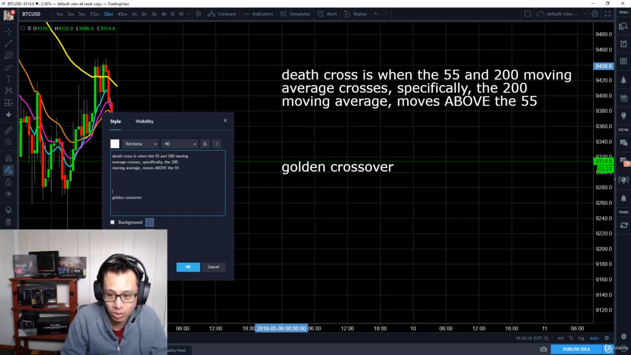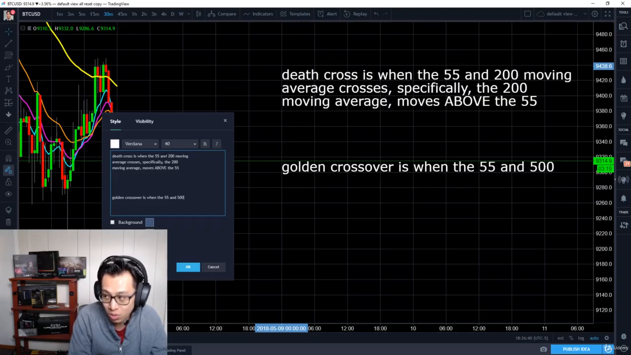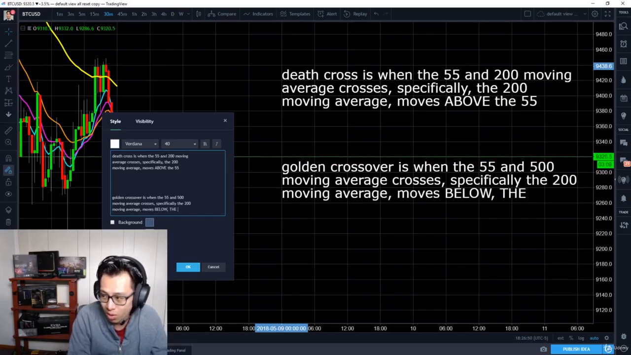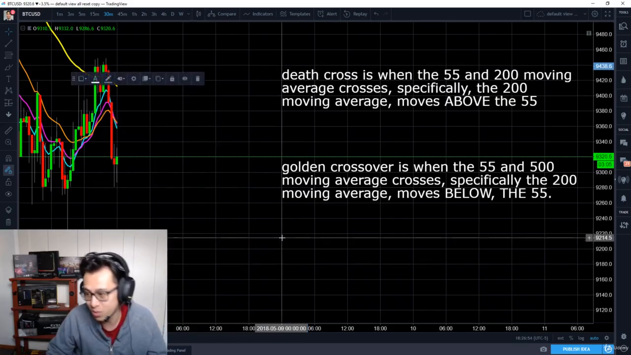And then the golden crossover is defined as when the 55 and 200 moving average crosses. Specifically, the 200 moving average moves below the 55, okay? Does that make a lot of sense to you guys right here?